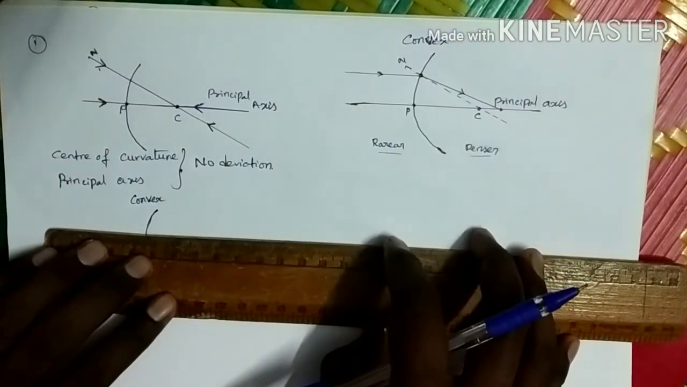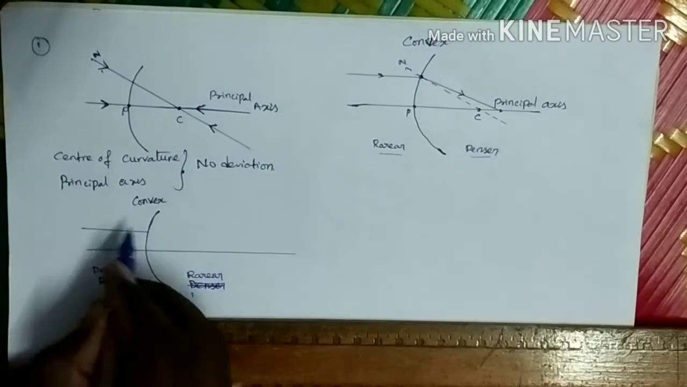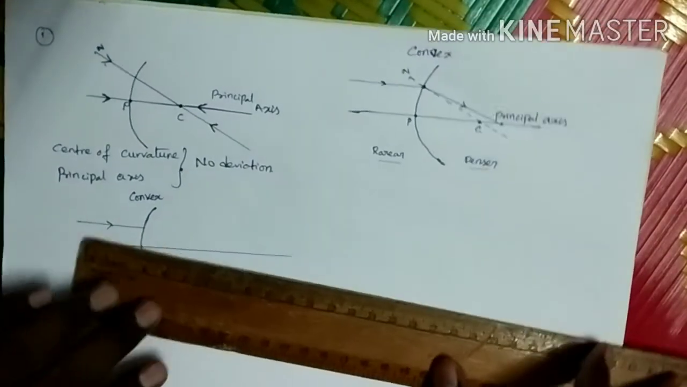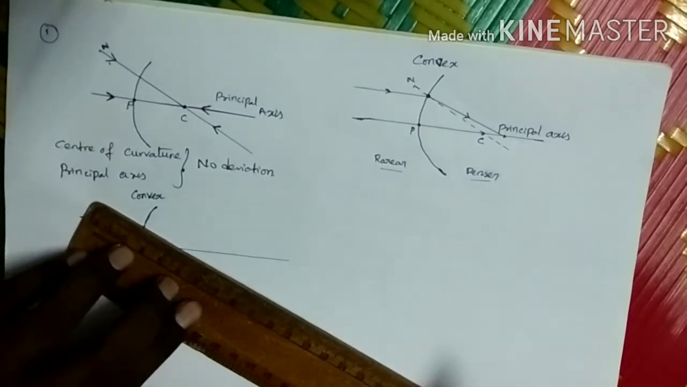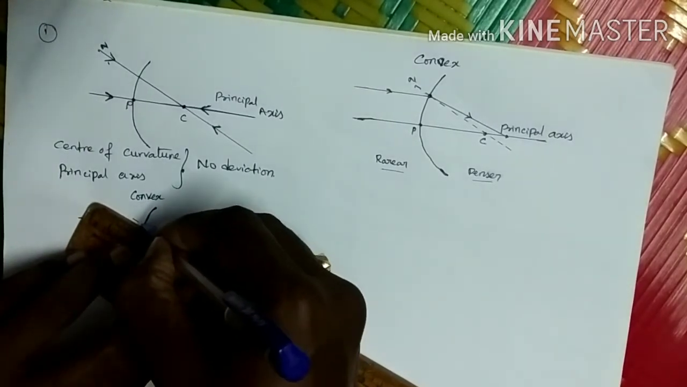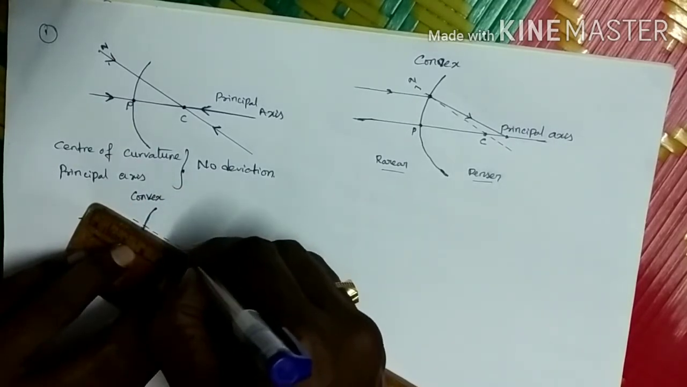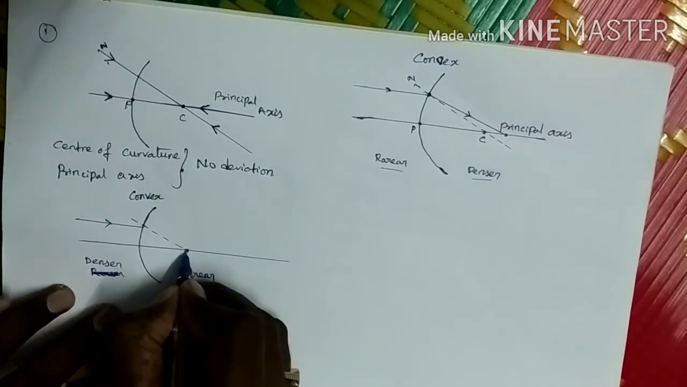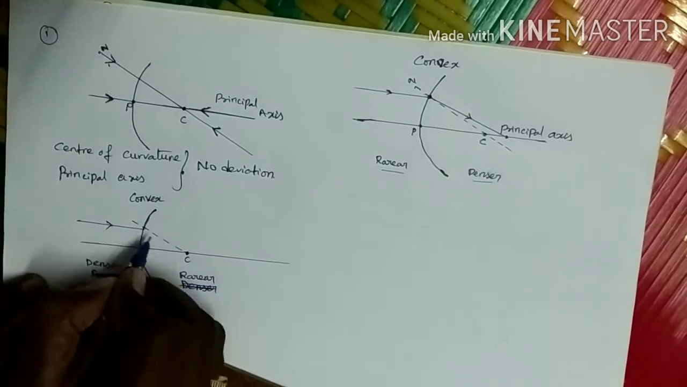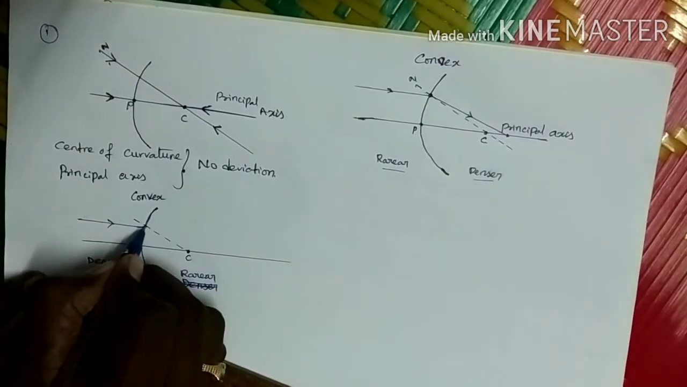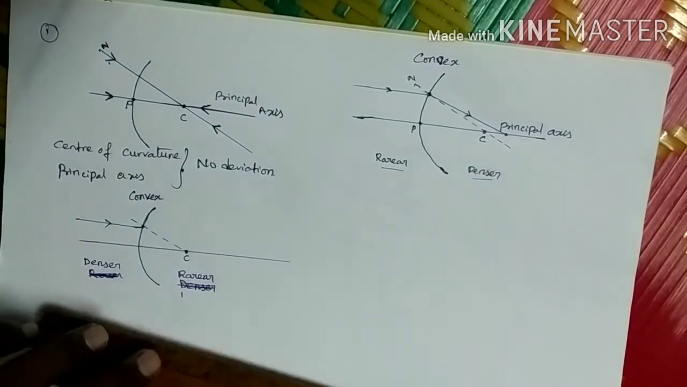When I incident the light parallel to the principal axis from denser medium to the rarer medium, what happened? Listen carefully here. Before that I am drawing a normal. Normal means the line joining the center of curvature to any point on the curved surface, that we call it as a normal. Here I am sending the light which is parallel to the principal axis from denser medium to the rarer medium.